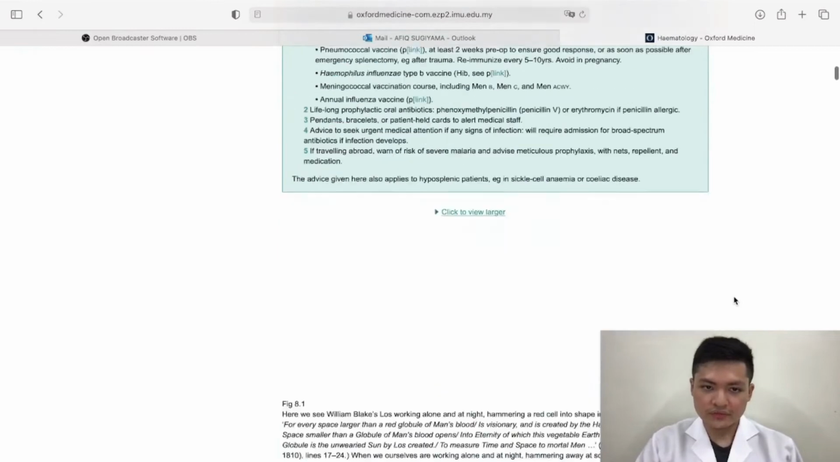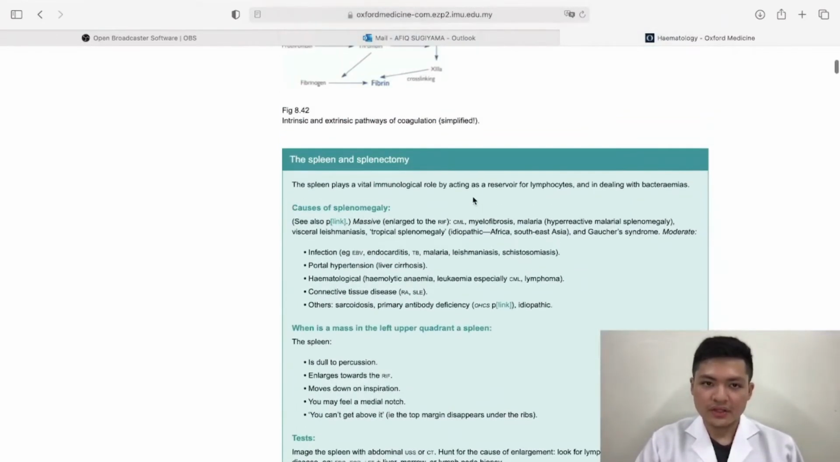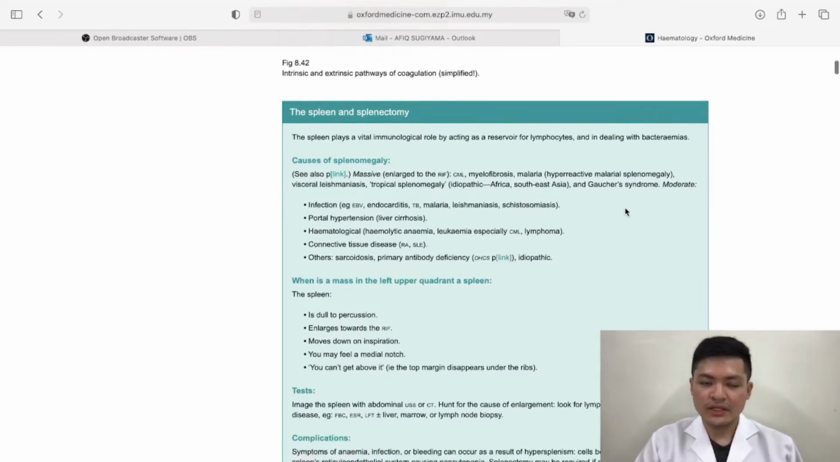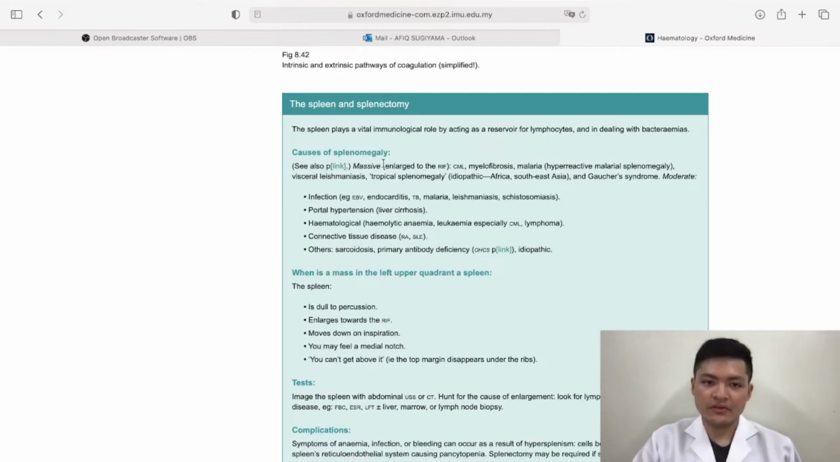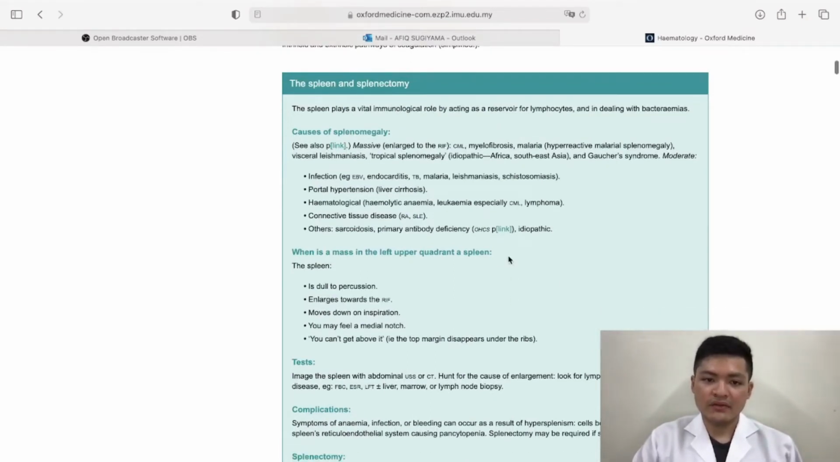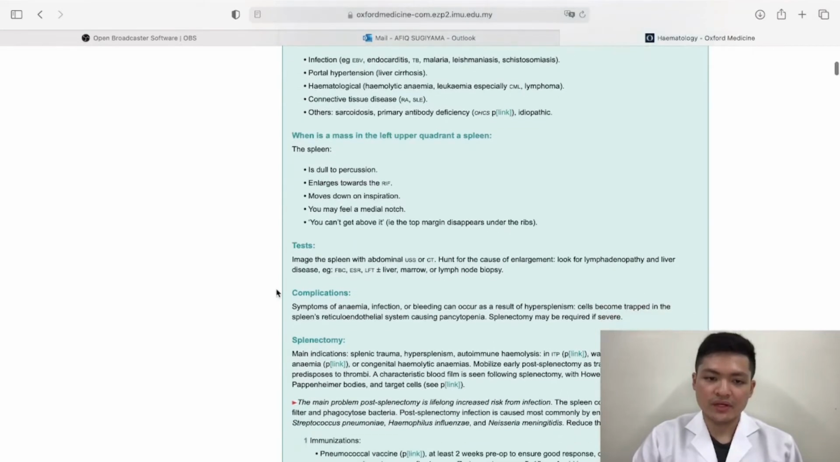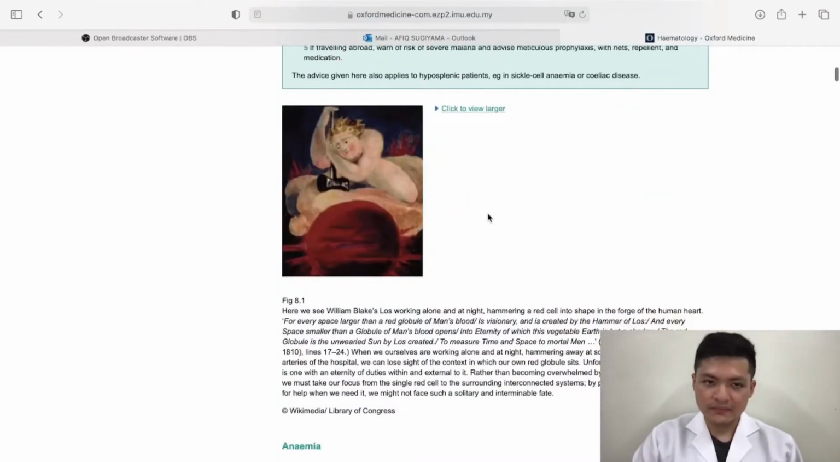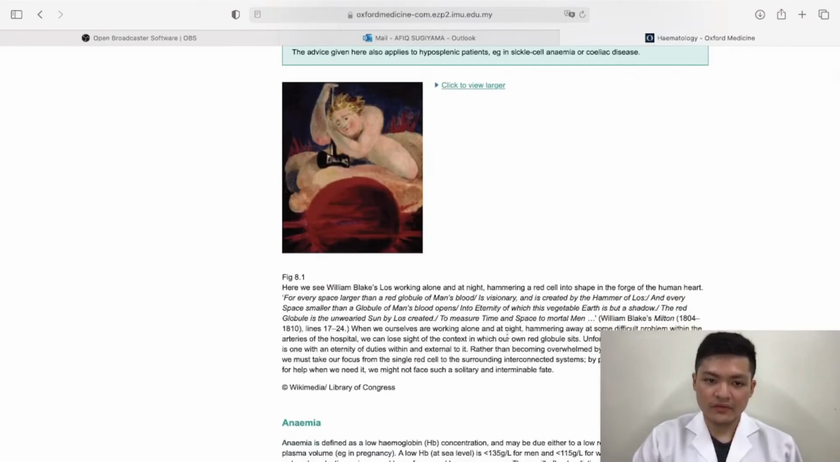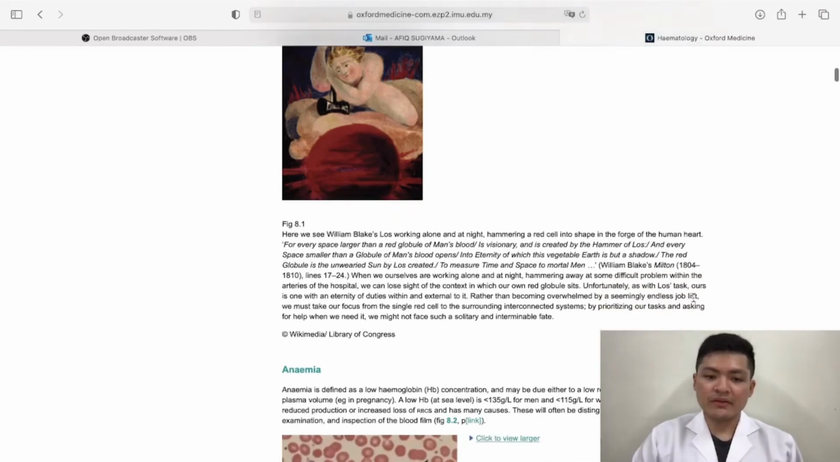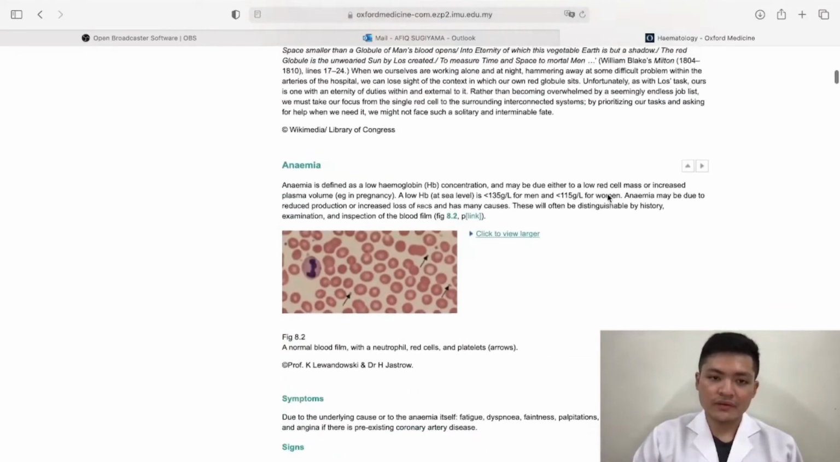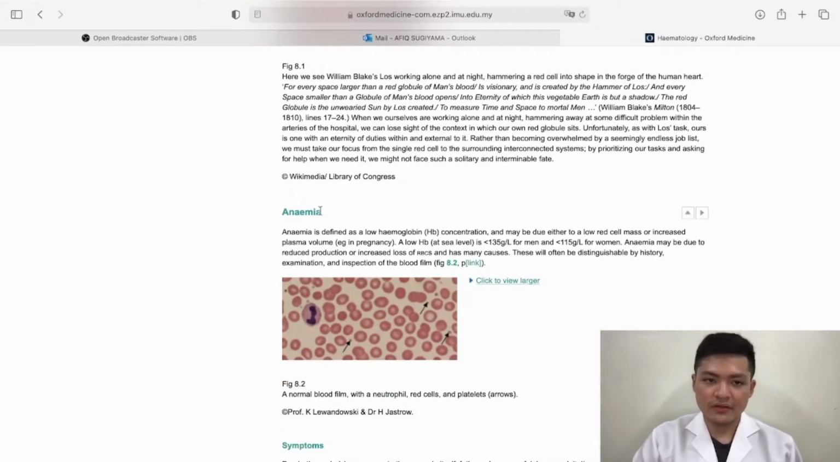Let's go through one of the examples of the material, which is on the spleen and splenectomy. As you can see, it's quite lengthy and very descriptive, as it explains the causes, the tests, complications, what could happen if it's not treated, and what exactly splenectomy is. They also give you some figures to give you a more in-depth understanding of the topic. So yes, they are very descriptive.